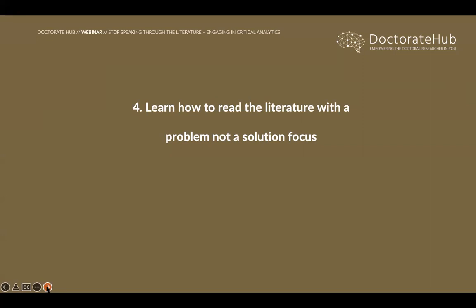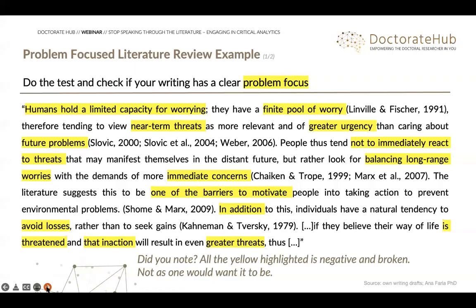Okay, then we will learn a bit about reading the literature with a problem and not a solution focus. Now, you can do the test and check if your writing has a clear problem focus. If it has a problem focus, it will very much work over negatives. Anything that's broken, anything that you do not want to be like it is. Let's look into this example.